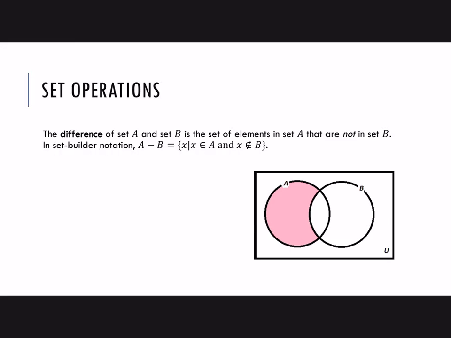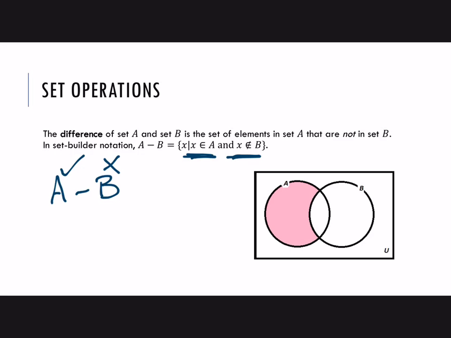All right, the difference of set A and set B is the set of elements in set A that are not in set B. So basically you're starting with set A, and then you're just taking away all of the elements from B, and you see what's left. Okay, so you're going left to right. So in set builder notation, we're looking for the elements that are in A, but that are not in B. We're taking those away.